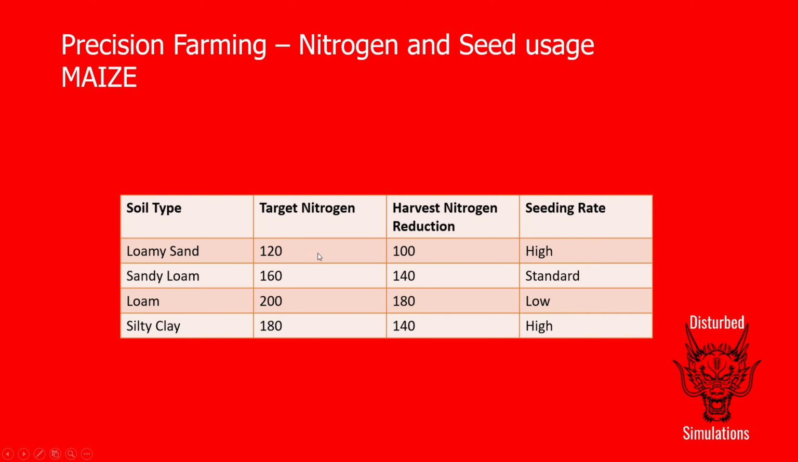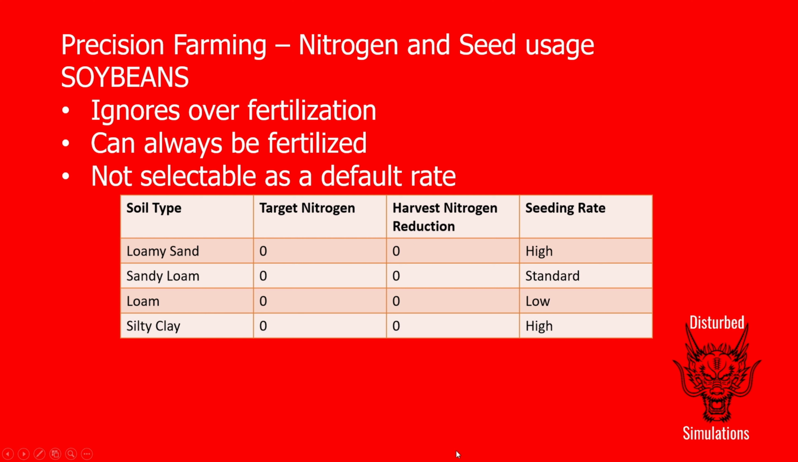Corn or maize, again, back up in the high numbers, up to the 200 units of nitrogen, and mostly high or standard rate seeding. And corn is another one that just leaves a little bit of nitrogen behind afterwards.